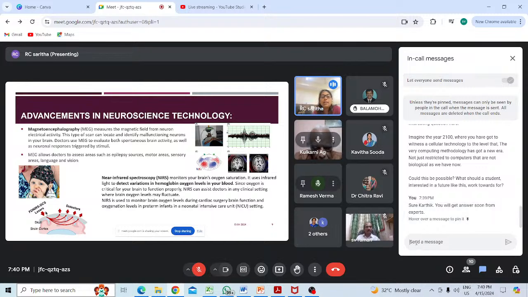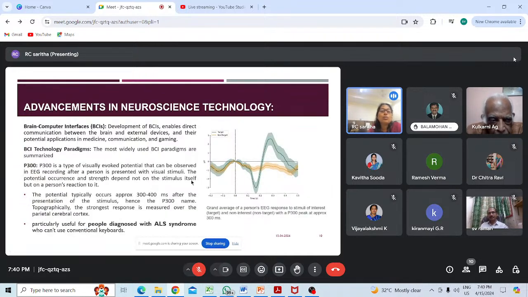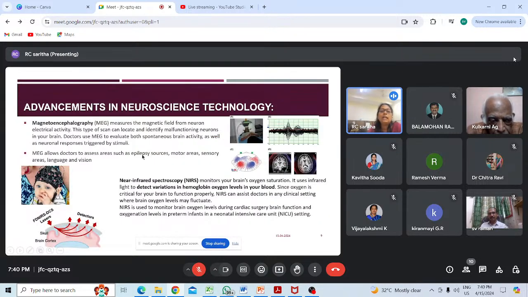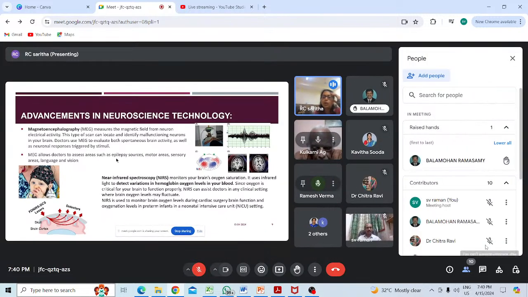So this NIRS is very helpful to monitor the brain oxygen levels, and it is helpful for cardiac surgery, brain functioning, and oxygen levels in preterm infants, especially in the neonatal intensive care unit for the small kids. It really helps actually, NIRS. So the last one is BCI. So these are all different instruments with which we can identify the brain signals, how the brain is functioning, and it will help the doctors in their diagnosis in clinical settings.